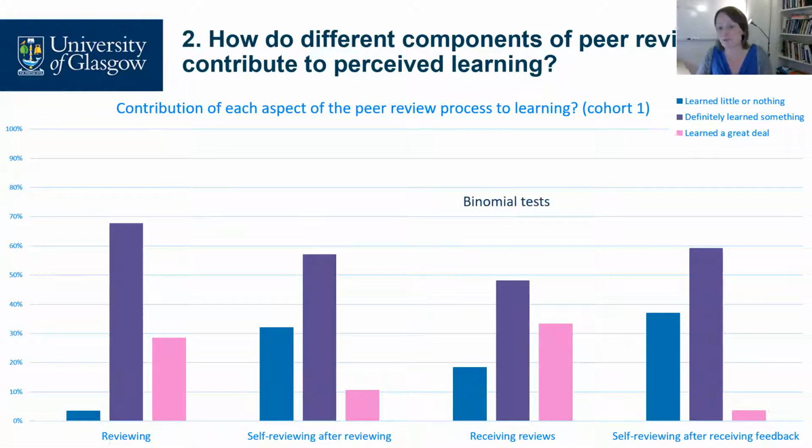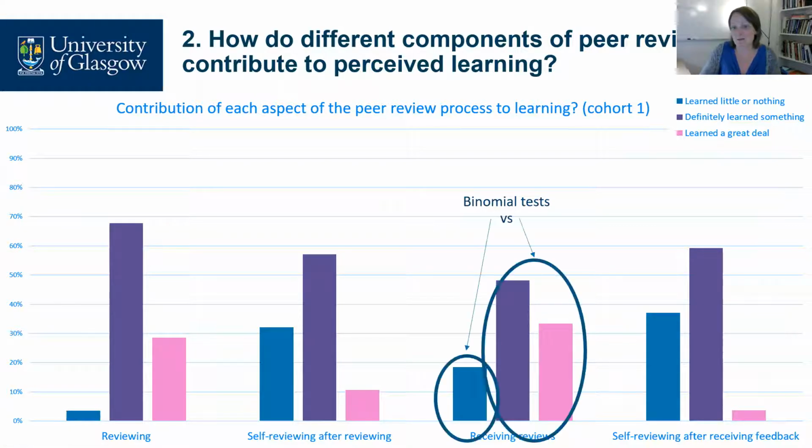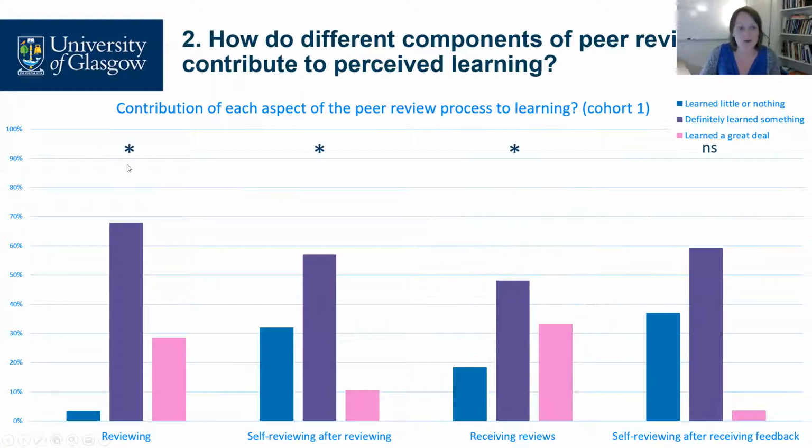If you're interested, we carried out binomial tests. These were one-tailed tests because we had a hypothesis that essentially the different components of the peer review would be more helpful for learning than not. For this, we had to transform the raw data into dichotomous variables. Essentially, we were comparing the number of students who said that they learned little or nothing to those that felt that they learned either something or a great deal, in order to test the null hypothesis. I've indicated significance with an asterisk and non-significant by NS.